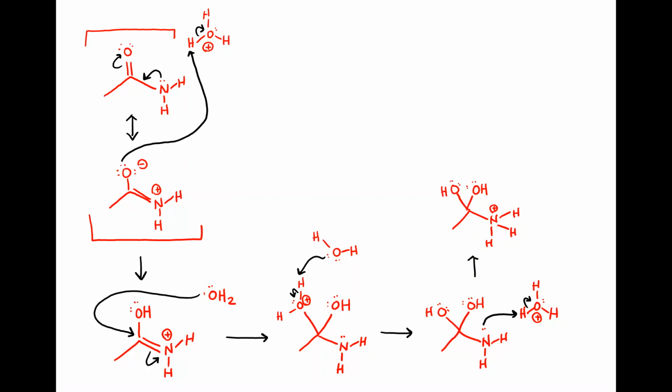Now the protonated nitrogen is a good leaving group, and it can leave. With the loss of a leaving group, we can go ahead and show a resonance arrow.